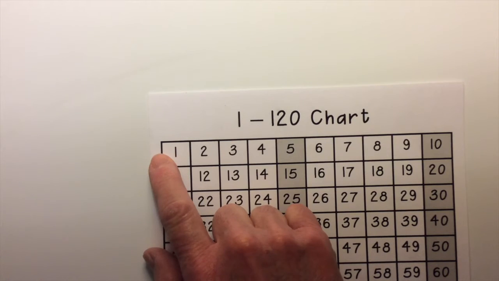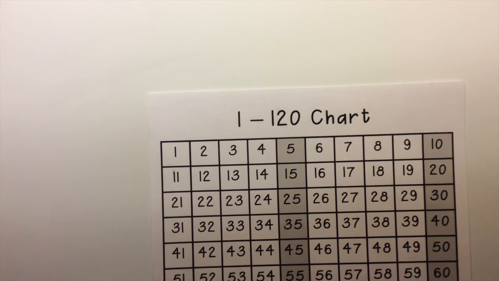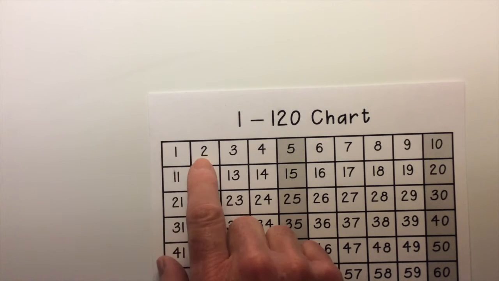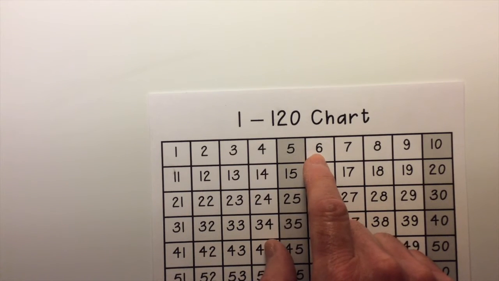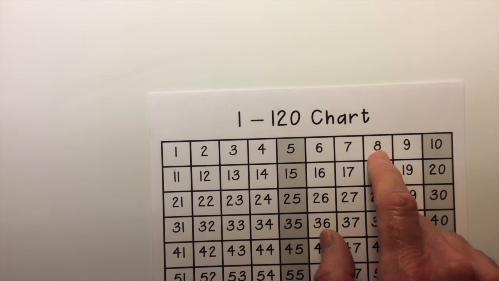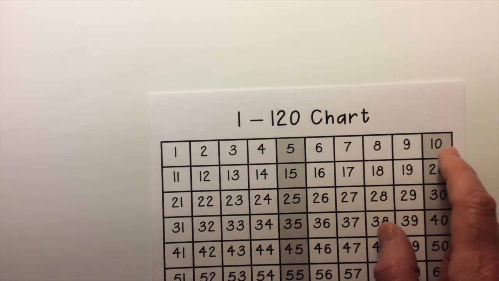But when you skip count, it means that you're going to count certain numbers and skip the others. So if I'm skip counting by 2, I'm going to skip over the 1 and start at 2. Then I'm going to skip over the 3 and go to 4. Skip over the 5, go to 6. Skip over the 7, go to 8. Skip over the 9, go to 10.